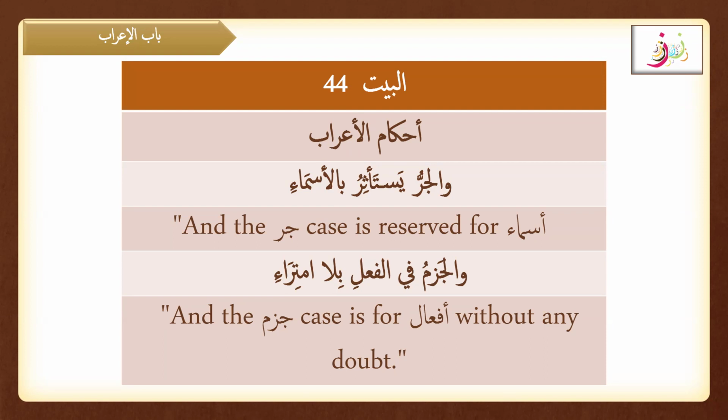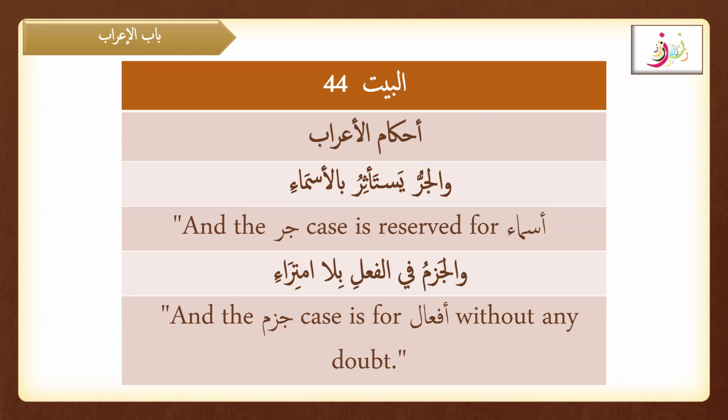especially for the asma or the isms, and the jar case is reserved for them. So you can say it is ista'thara, yasta'thiru; ista'thar means to possess exclusively. So here the asma possess this jar state exclusively, because in the fi'l we don't have any jar state. Well, just the fi'l, bilam tara'i, and the jazm case is for the fi'l without any doubt.